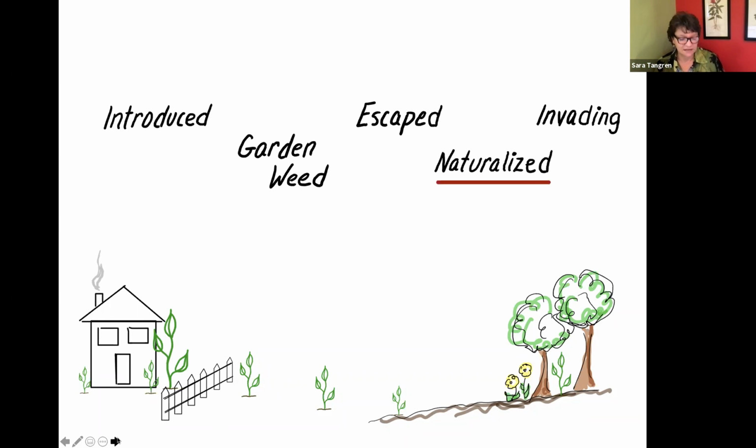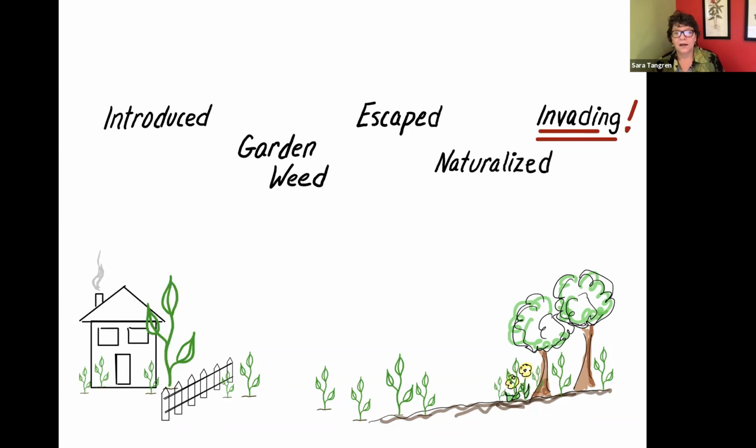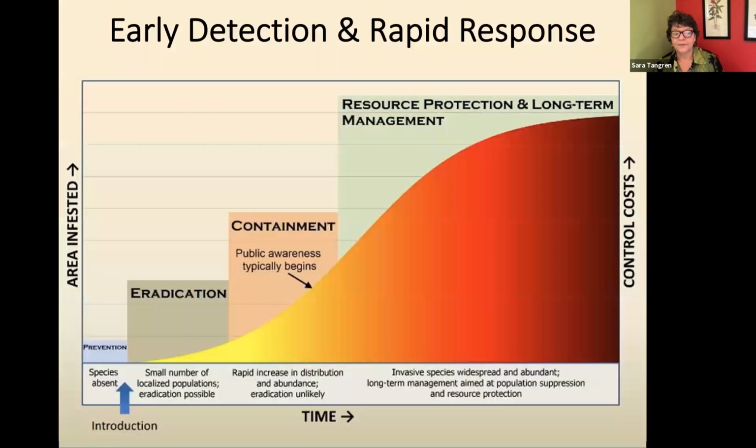So if naturalization continues, then at some point where perceptible damage is being done, either there's so much harm to the ecosystem or so much harm to horticulture or agriculture that we're reaching a consensus that we have a problem, we start calling that species invasive. And we have a curve to express this. It's called the invasion curve.